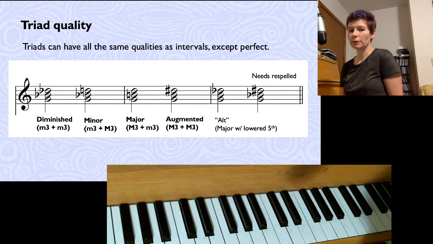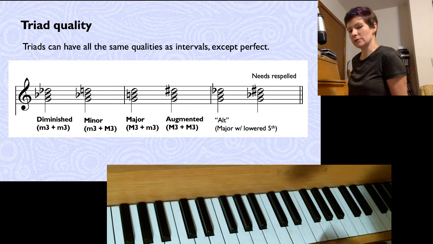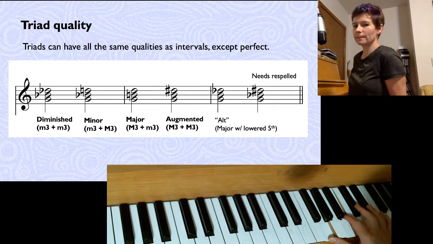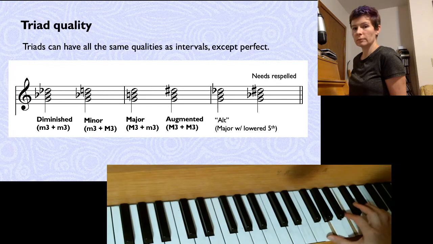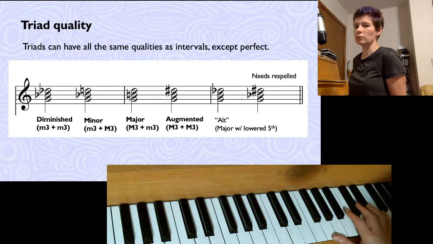If you go to the 4th triad from the left, you'll see that it's G, B natural, and D sharp. That's also a distinctive sound. This is a major third plus another major third. And the fifth on the outside is now half a step too large to be perfect, so this is an augmented triad.